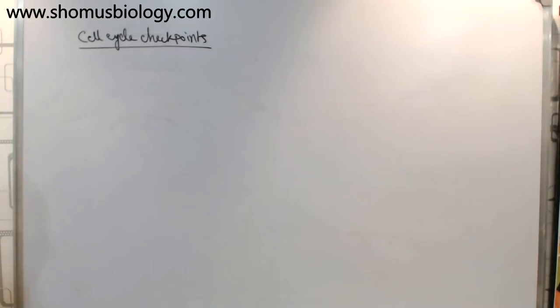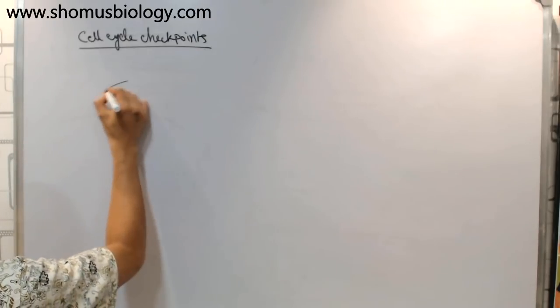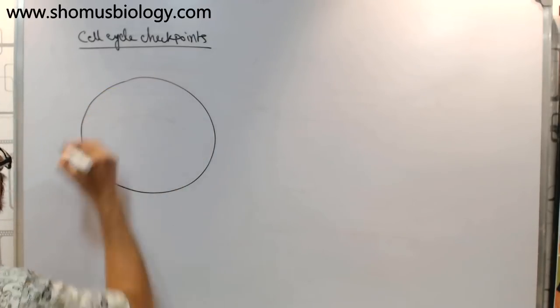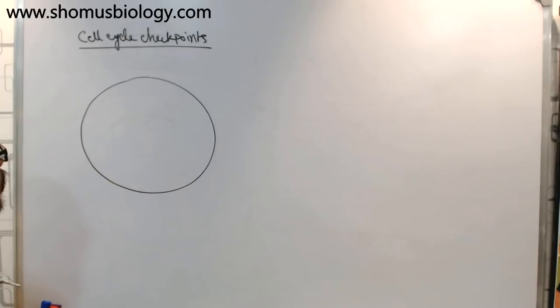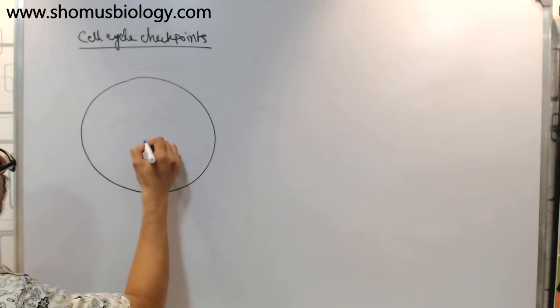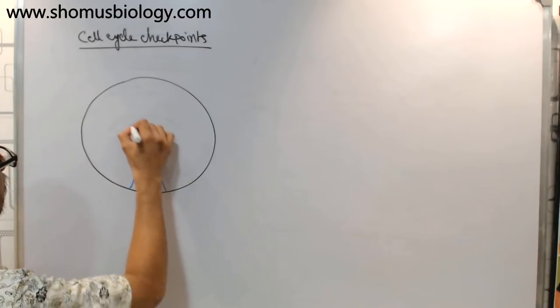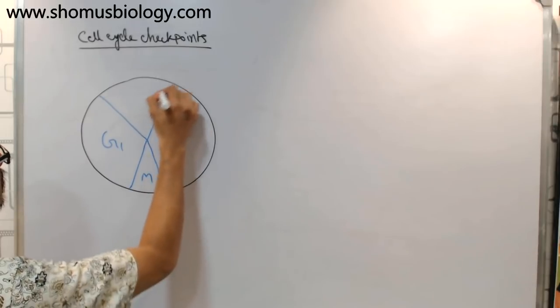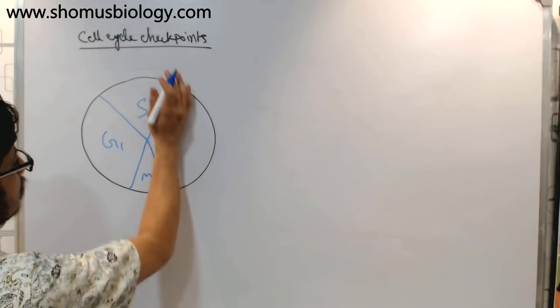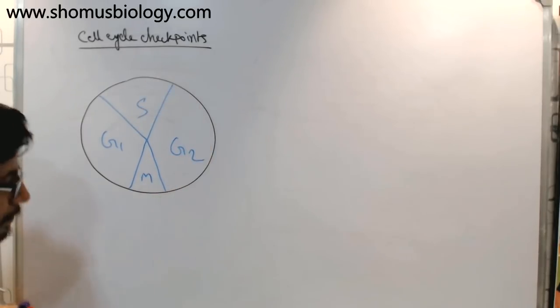To understand checkpoints in detail, you need to understand a basic concept of cell cycle phases. What are the different phases we are talking about? Let's take the center, this is the M phase, and let's say this is G1 phase, this is S phase, this is G2 phase, okay? Different phases of the cell cycle.